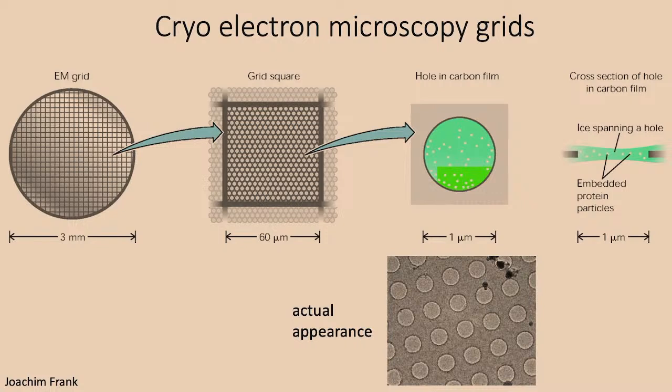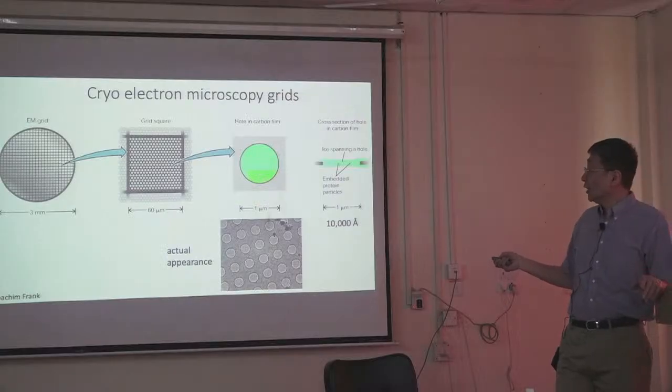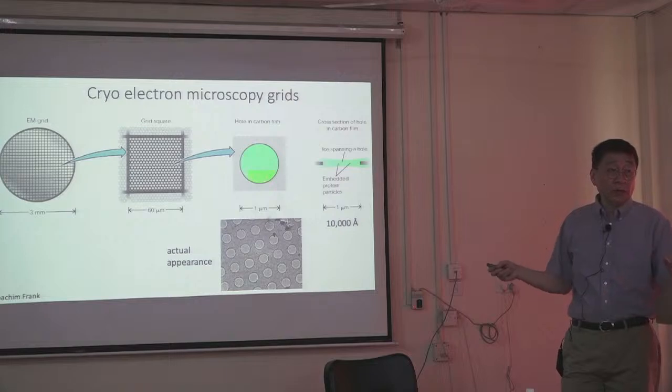So the grid is a metal grating, and on the metal grid you have a carbon film which has holes in it. The hole is about 1 micron across, and your sample is suspended in the liquid across this hole. 1 micron is about 10,000 angstroms. Most proteins are about 100 angstrom in diameter, and a bigger complex maybe 200 or so. So 10,000 angstroms is certainly big enough for almost anything you want to work with.